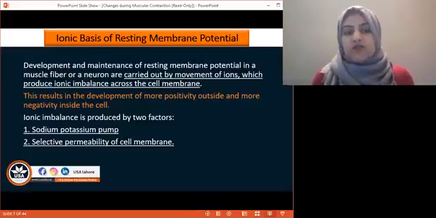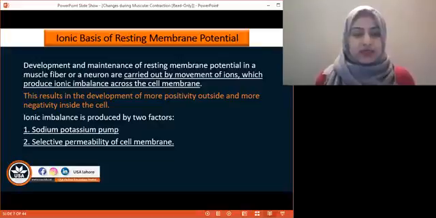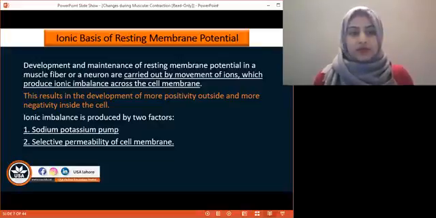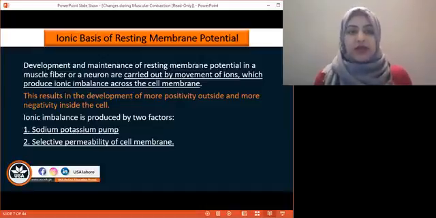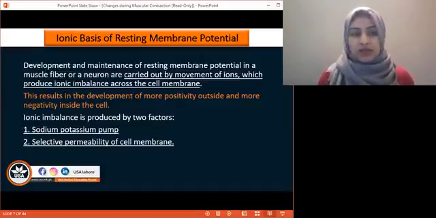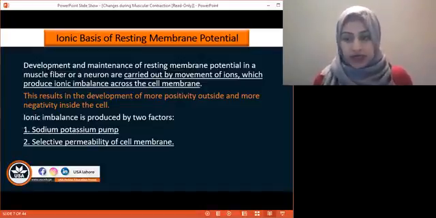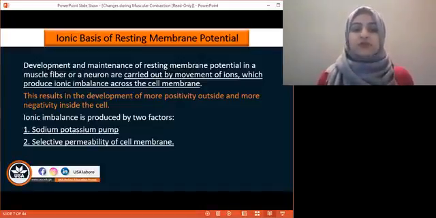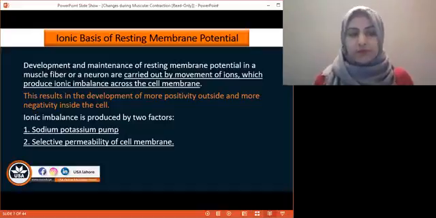And ions move inside the cell and outside the cell. So obviously there are some mechanisms which are maintaining this ionic imbalance. And this ionic imbalance results in more positivity outside and more negativity inside. It does not mean that if it's negative inside, there is not any kind of positive charge inside. But basically, when we talk as a whole, we mean what's more positive inside and what's more positive outside.